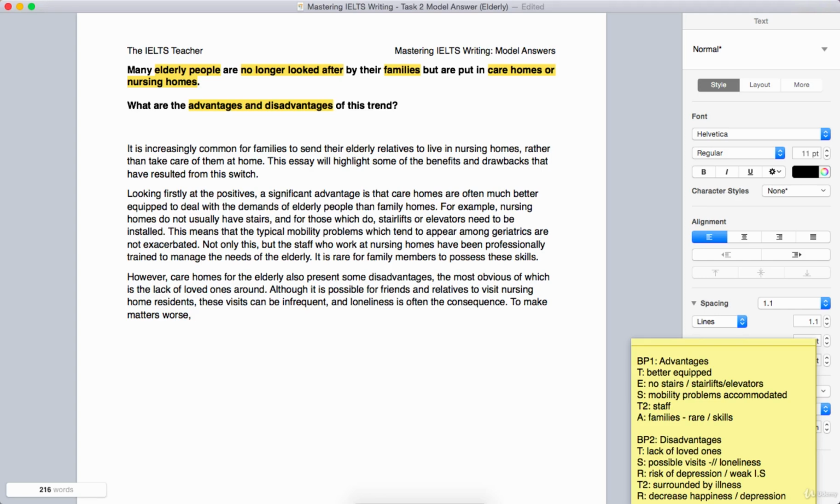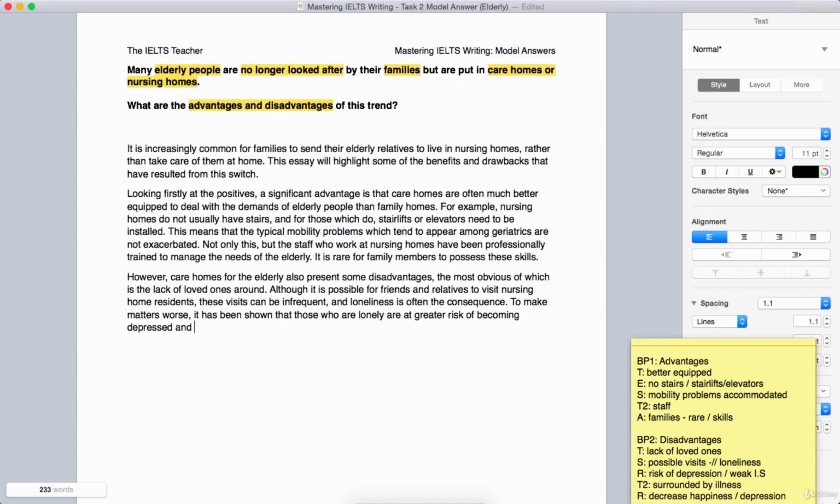So to make matters worse, and a nice phrase that you can use whenever you want to suggest that tests have been done and research has been completed. You can say it has been shown that. It has been shown that, you can see here, risk of depression, weak immune system. So those who are lonely, rather than saying loneliness leads to, because you've got loneliness here, we'll say those who are lonely. Those who are lonely are at greater risk of, let's say, becoming depressed.